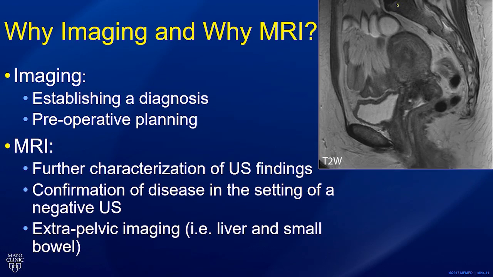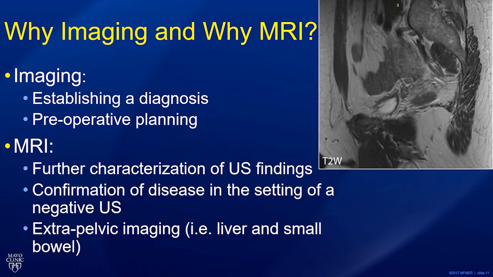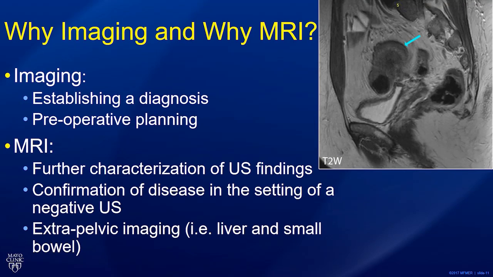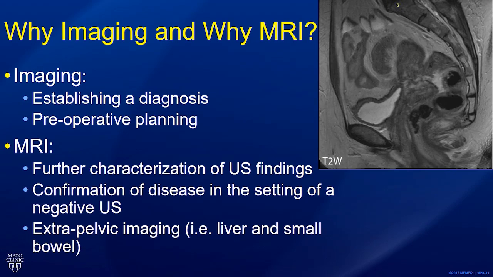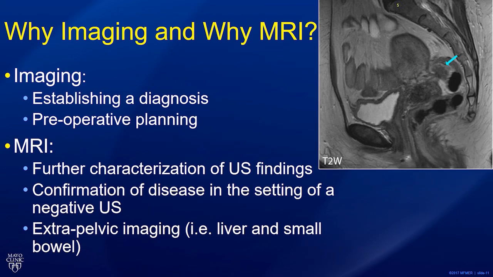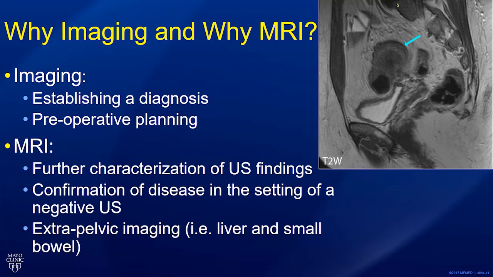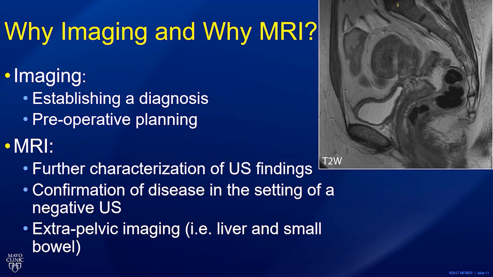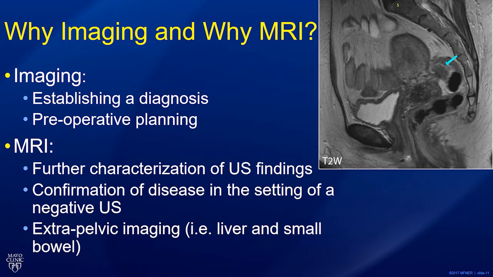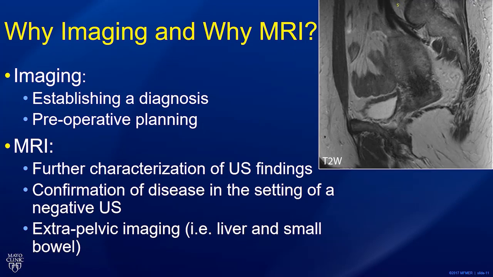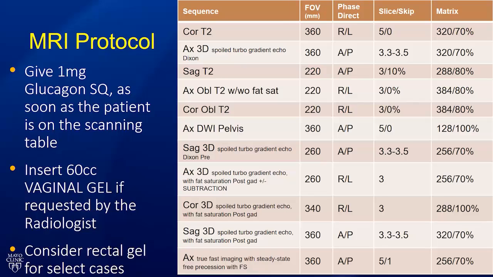So why image and why obtain an MRI for this? Well, imaging in general can be useful in establishing a diagnosis and aid in preoperative planning, particularly if there's involvement of the ureters, diaphragm, or bowel. MRI can help further characterize ultrasound findings, confirm disease in the setting of a negative ultrasound, and identify extra-pelvic sources of disease, such as around the liver or the small bowel.